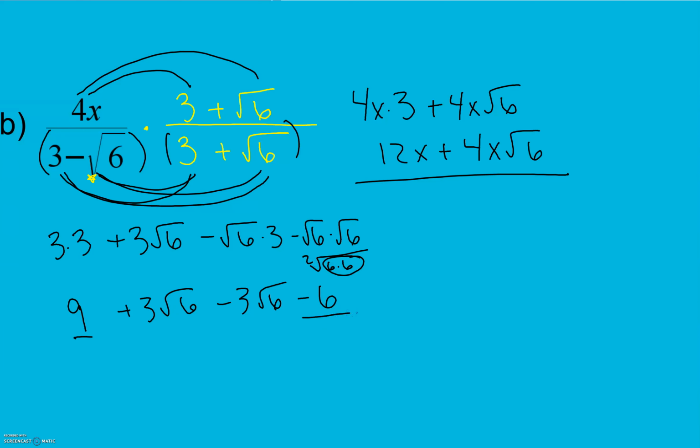9 minus 6 is 3. And 3 minus 3 is 0. So I have just a 3 in my denominator. And since I can't take a 3 out of 4, I can't take it out of both pieces, so I can go ahead and leave it just like that. I can't reduce it any further.